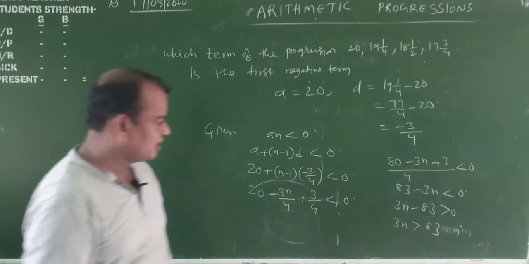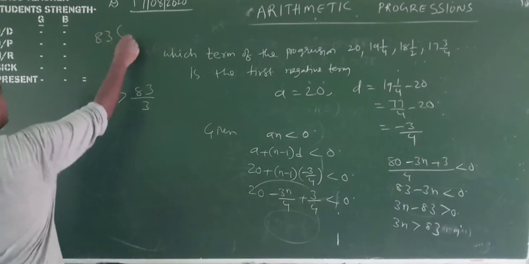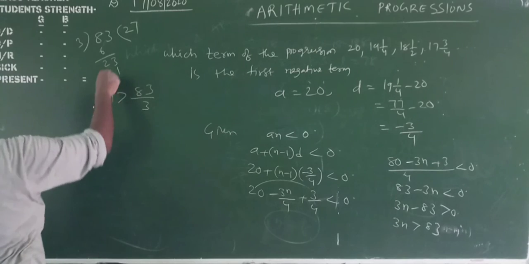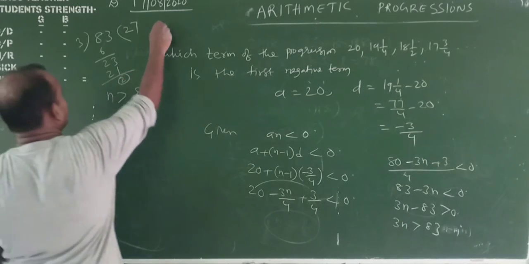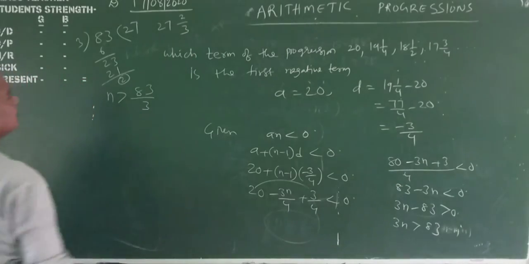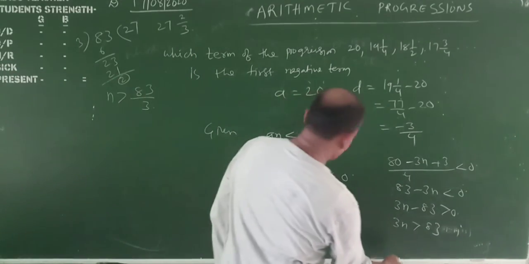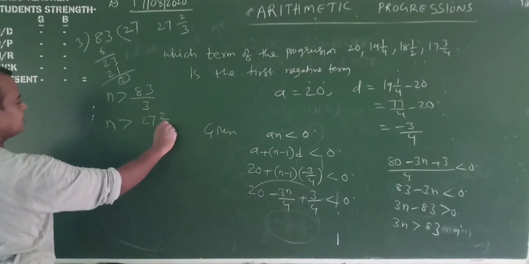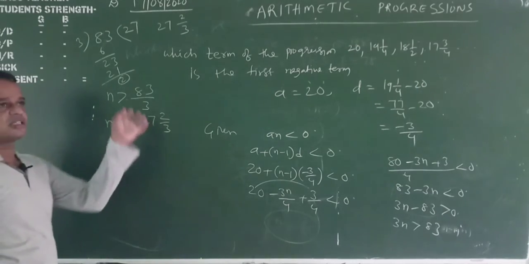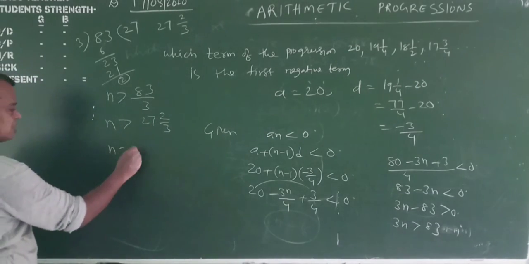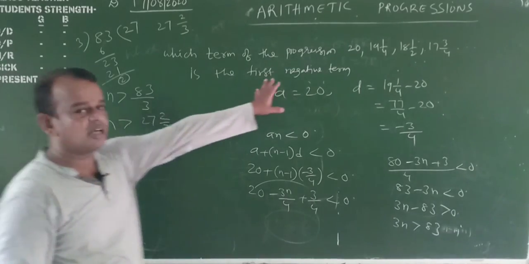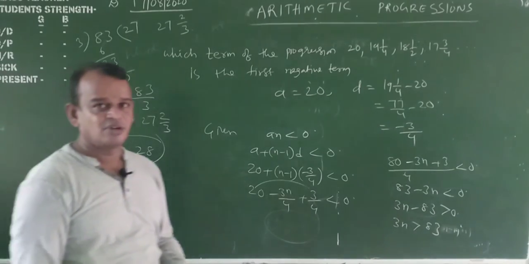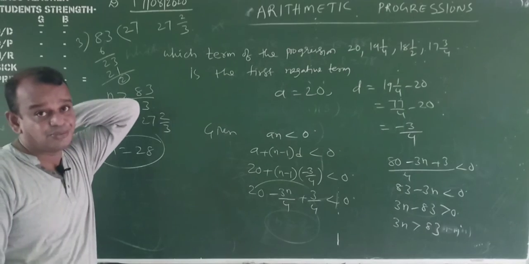How do we write 83 by 3? 3 twos are 6, 23, 3 sevens are 21, the remainder is 2. So it is 27 2 by 3. Yes or no? Yes. Here n is greater than 83 by 3, that means 27 2 by 3. N greater than 27 means after the integer 27 comes 28, 100%. The 28th term must and should be the negative term, not 27. Say yes or no? The 27th term is not, the 28th term must and should be negative.